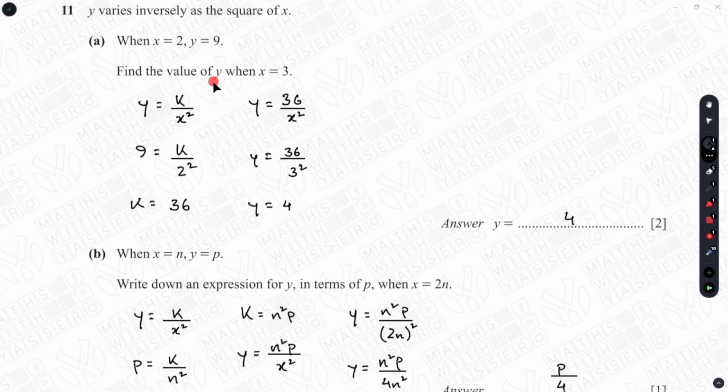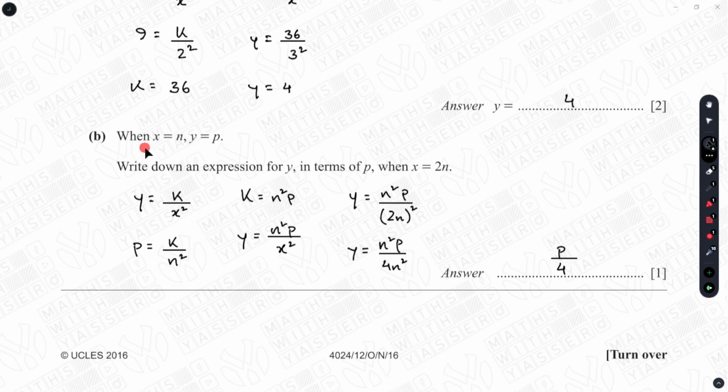Now we need to find the value of y when x is equal to 3. So now we can say that y is equal to 36 over 3 squared. 3 squared is 9 and 36 over 9 is 4. Therefore, y is equal to 4.